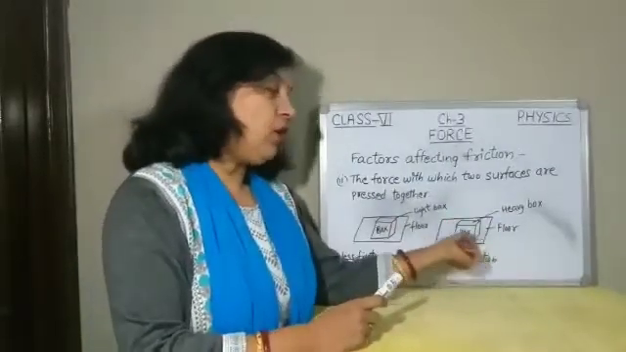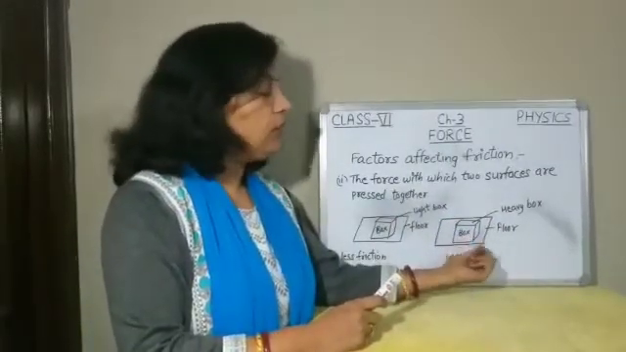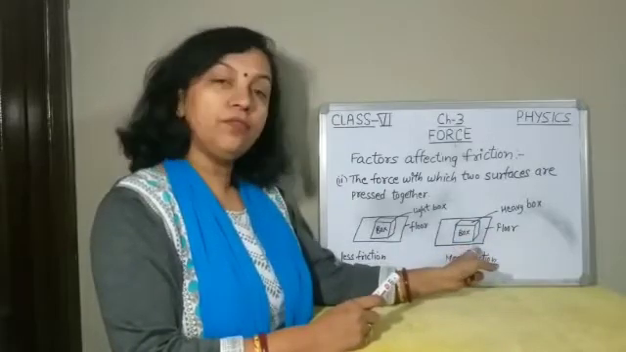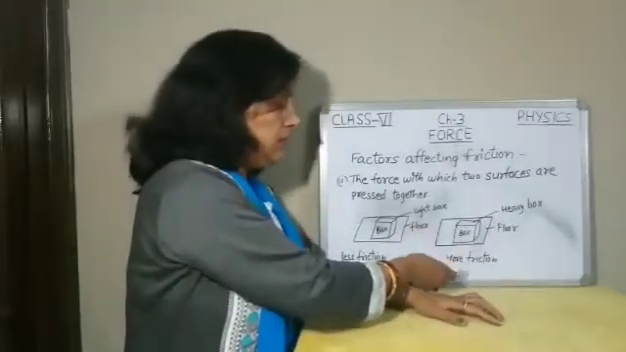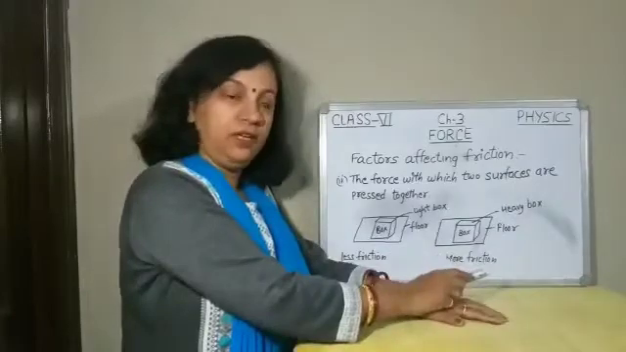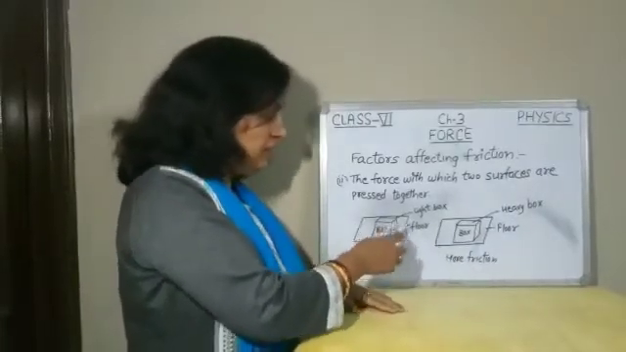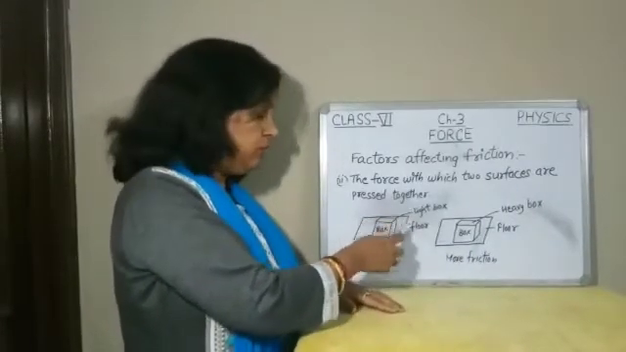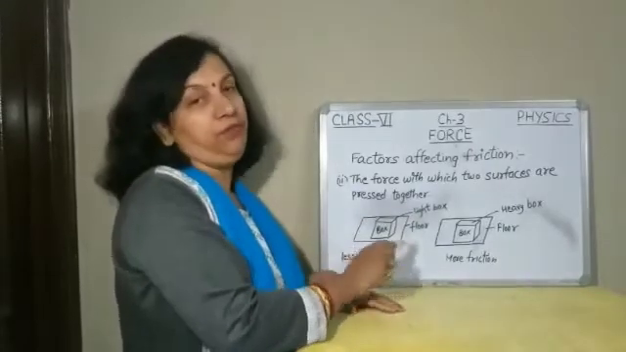The greater the weight of an object which is moving on another surface, the more friction it will have, and the lighter the weight of an object, the less friction it will have.